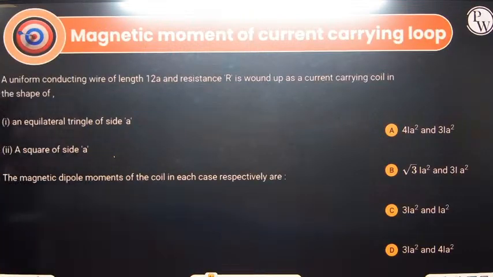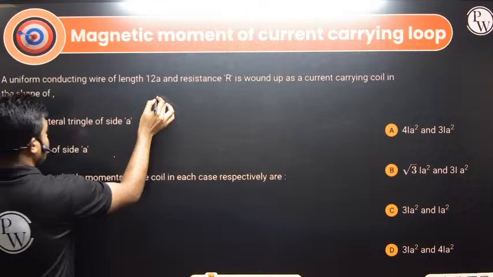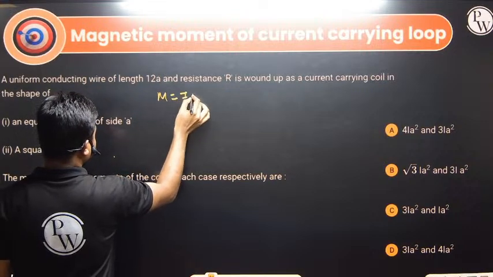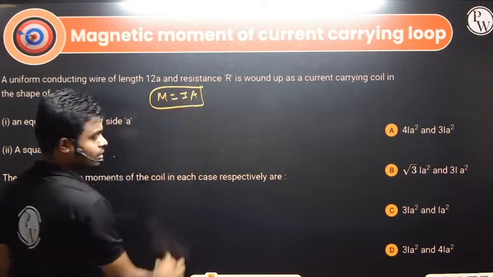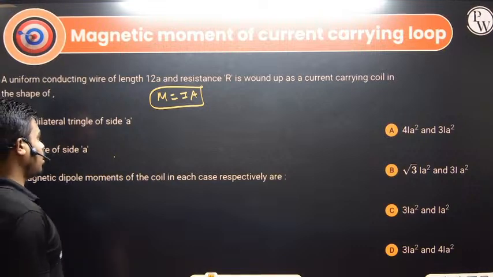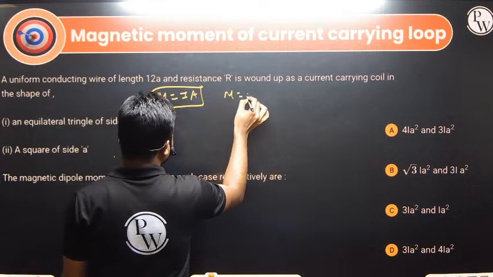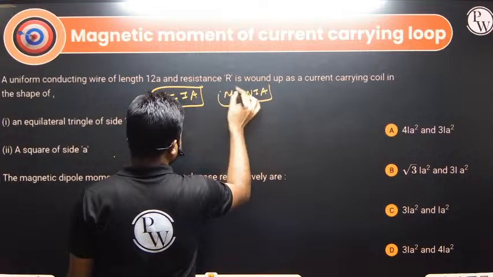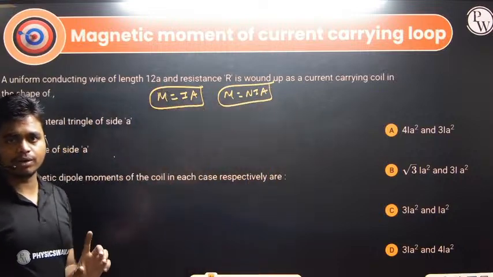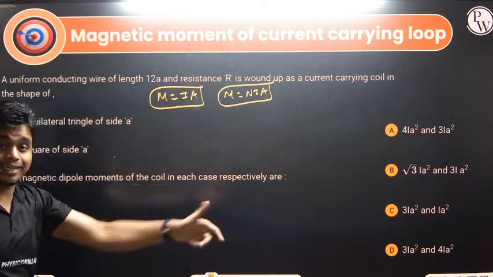So next we have magnetic moment. What is magnetic moment? The magnetic moment is defined as I multiplied by area, the current multiplied by area. And if we also have a number of turns, M equals N multiplied by I multiplied by A. So this is the magnetic moment: N is the number of turns, I is the current, and A is the area of the loop.